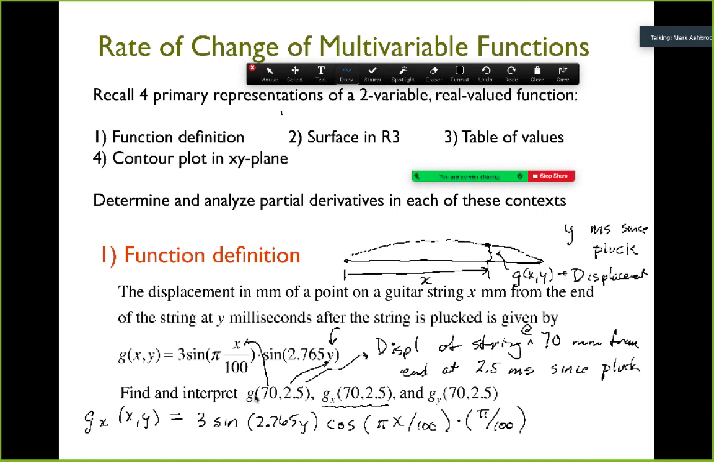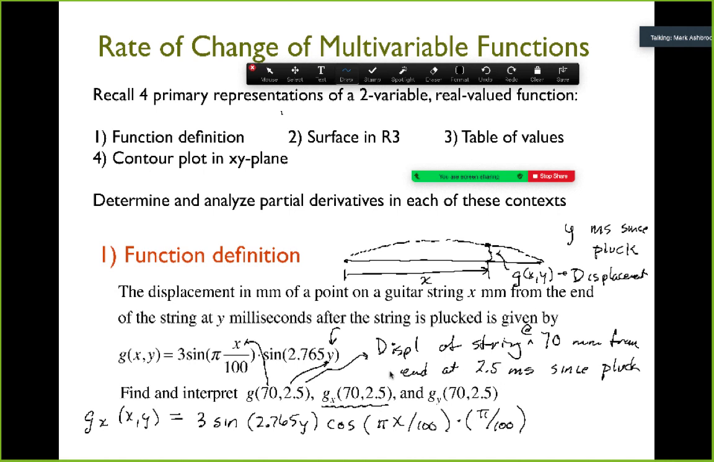And so, likewise, like we did before, if we want g sub x of 70, 2.5, we put the 70 in for x, 2.5 in for y, and crank out a value. This notation doesn't mean you have to do that. That's how you get the value if you want it, but this notation has meaning just by itself without knowing the number, and we'll talk about that. So that's what we're going to interpret in a second.